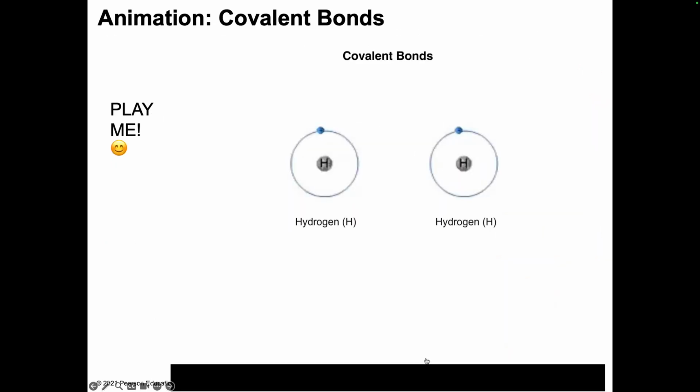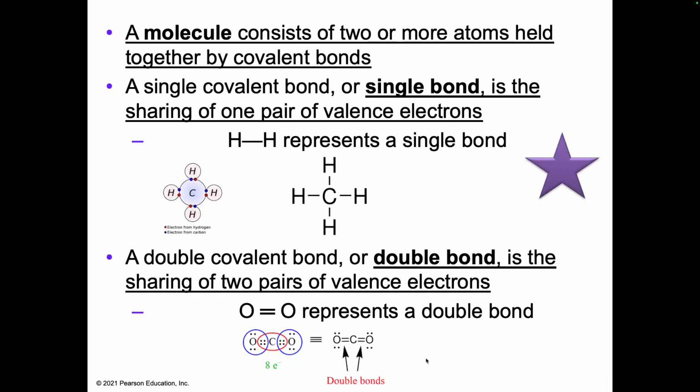And this is another animation to help you illustrate what the previous slide said. A molecule consists of 2 or more atoms held together by covalent bonds. A single covalent bond, or single bond, is the sharing of 1 pair of valence electrons, and that's represented like this. You have hydrogen right here, single bonded to another hydrogen, and this dash just depicts that that's a single bond.